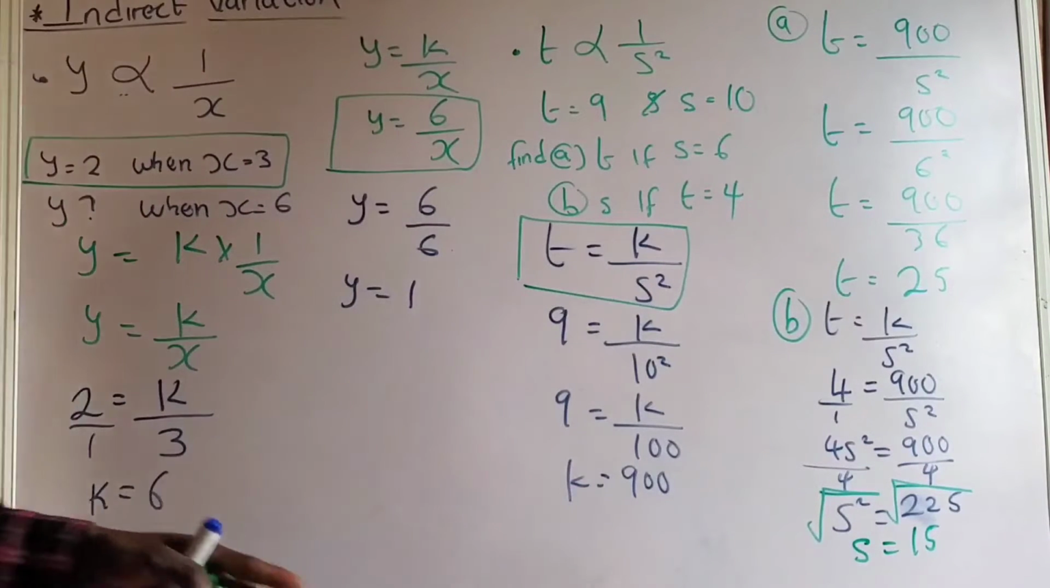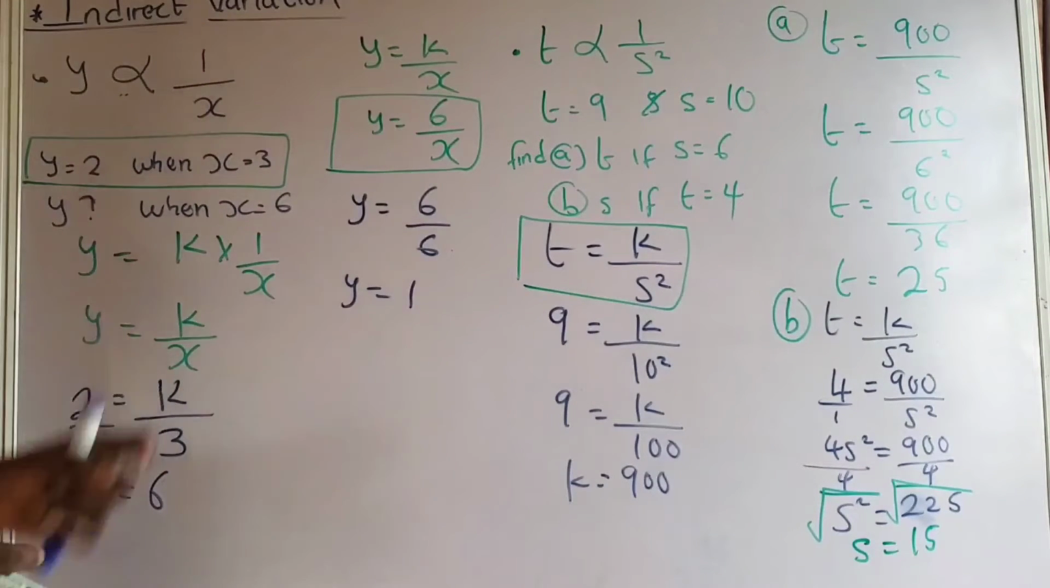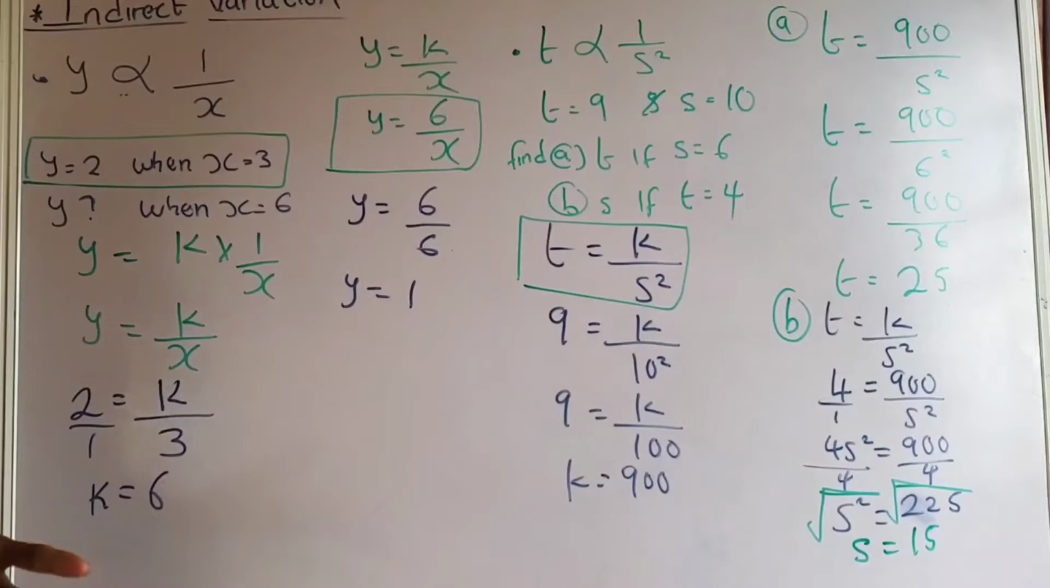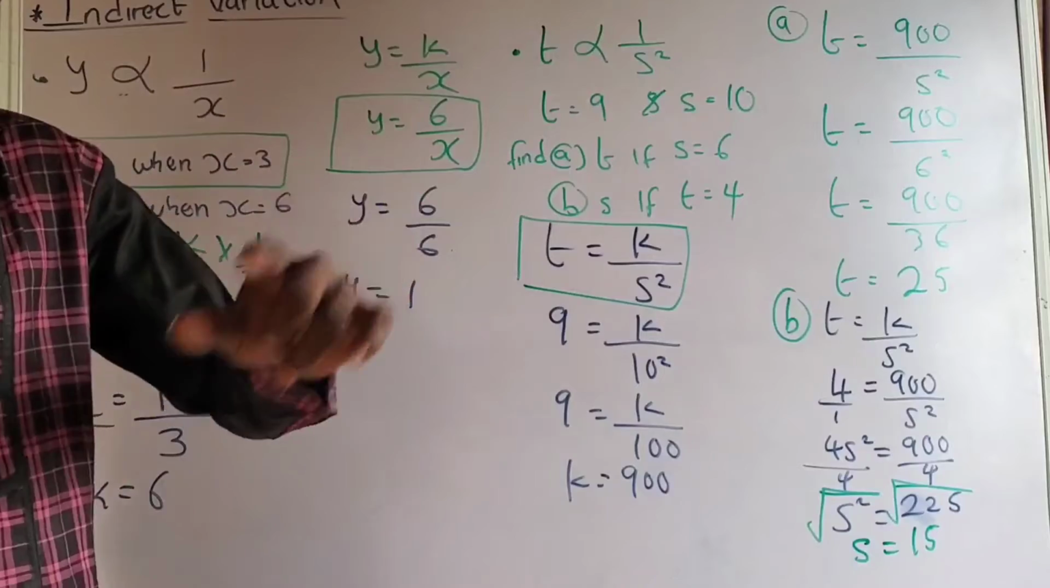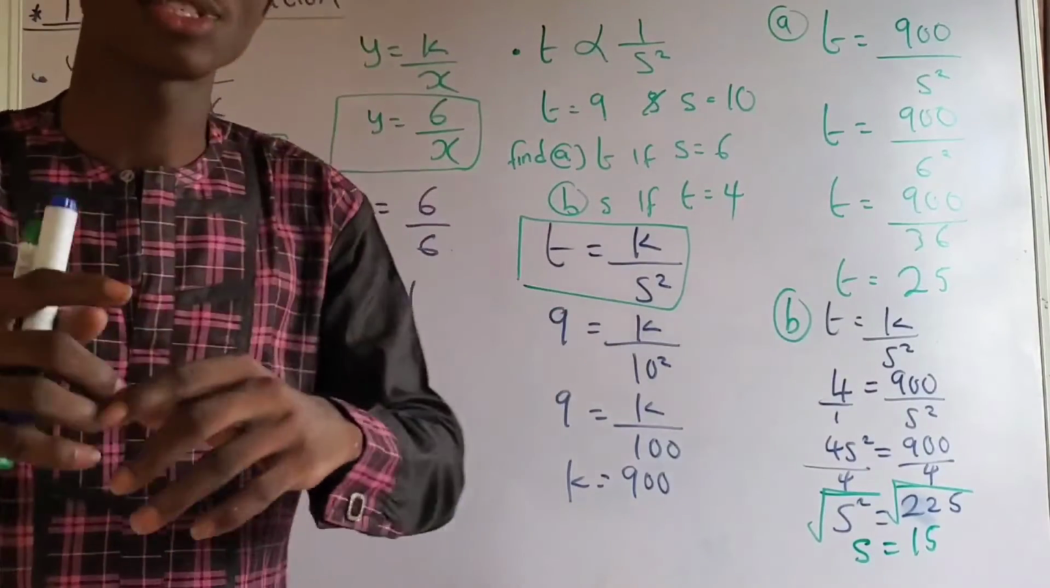Okay, so now these are the basic important things that you have to know about indirect variation or inverse variation. The first thing is that when we talk about inverse variation, it is the relationship that exists between quantities in which, as one quantity increases, the other quantity decreases.